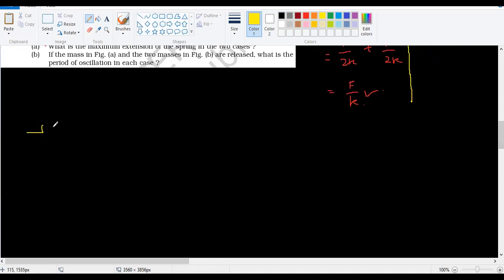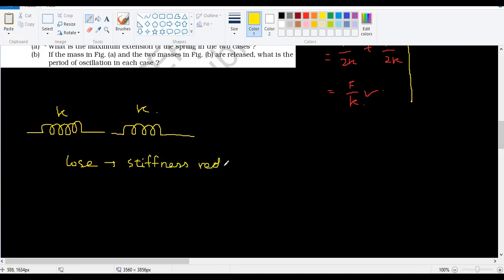So if you take a spring, if I attach it with another spring, total K will become half. Suppose this was K and this was K. When you attach one spring with another, it will become even more looser. When I say looser, it's like less stiffness. Loose means less stiffness. Since the stiffness is reduced, you would take it as K by 2.